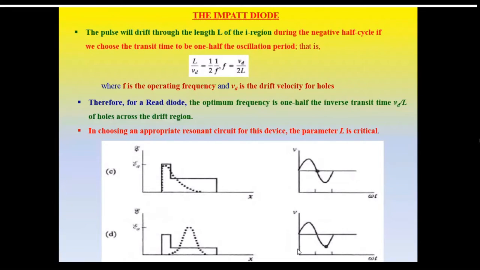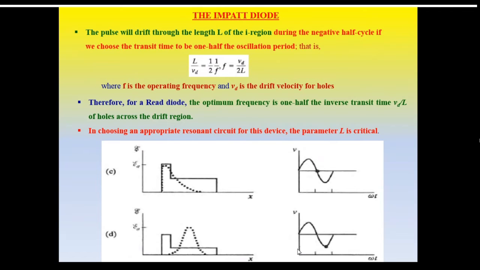One half of the inverse transit time, Vd by L, of holes across the drift region. So in choosing an appropriate resonant circuit for this device, the parameter L, the I region, plays a major role in finding the operating frequency. So remember this formula.